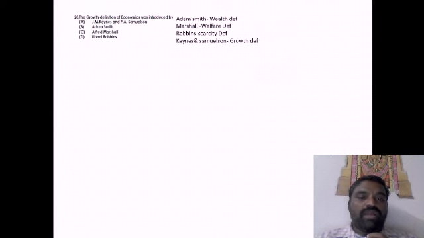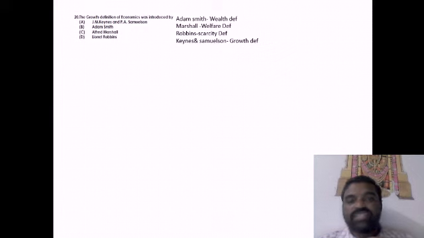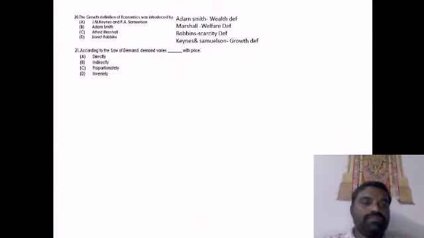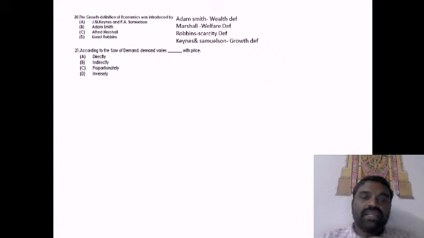And the growth definition of economics was introduced by, so first we will see which definition was introduced by which economist. Adam Smith, wealth definition; Marshall, welfare; Robbins, scarcity definition; Keynes and Samuelson, growth definition. So here the growth definition is given by whom? It is right, Lionel Robbins.